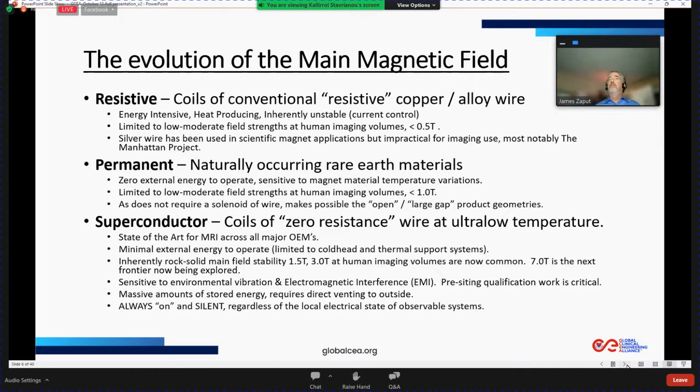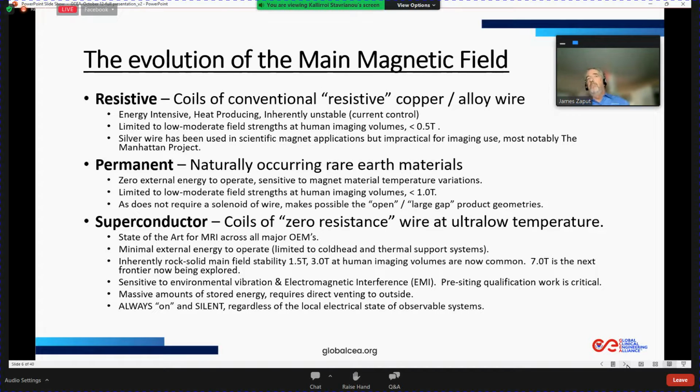These are coils of zero resistance wire at an ultra low temperature. This is currently the state of the art of MR across all of the major OEMs. Minimal energy to operate, right? Because the operation is limited to only the cold head and the thermal support systems. Inherently rock solid magnetic field stability. 1.5 T and 3 T at human imaging volumes are now common. 7 T is the next frontier now being explored.